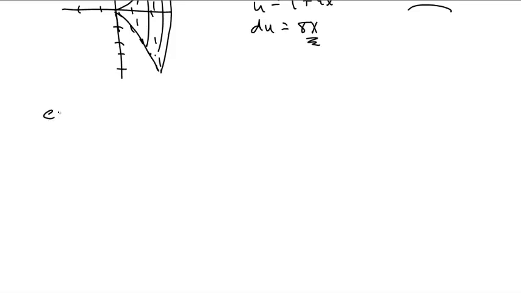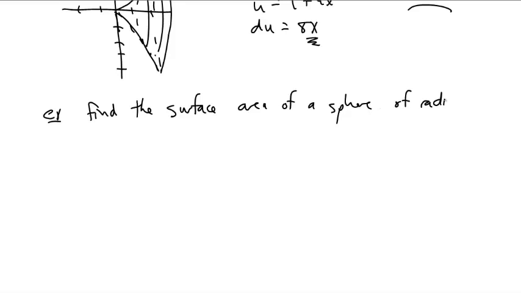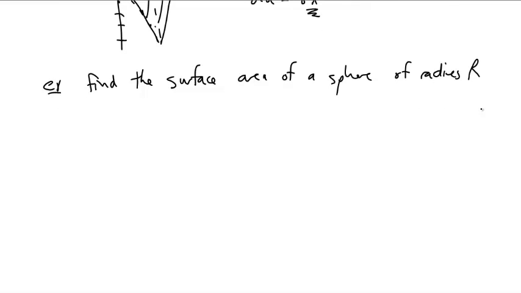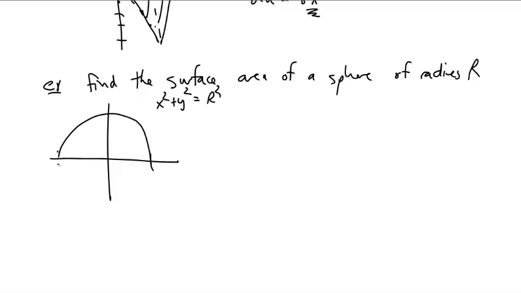Let's find the surface area of a sphere of radius r. Wouldn't that be lovely to know the formula for that? Well, to get a sphere of radius r, we rotate the upper half of a circle around the x-axis. Now that would be x squared plus y squared is r squared. It goes from negative r to r. And when we rotate this around the x-axis, we get the sphere of our dreams.